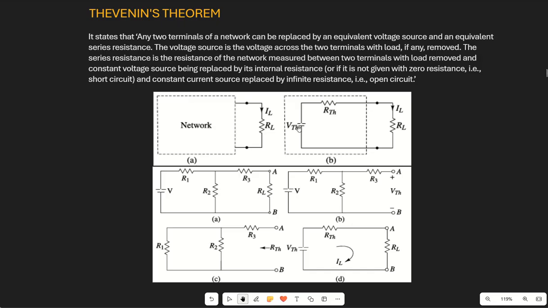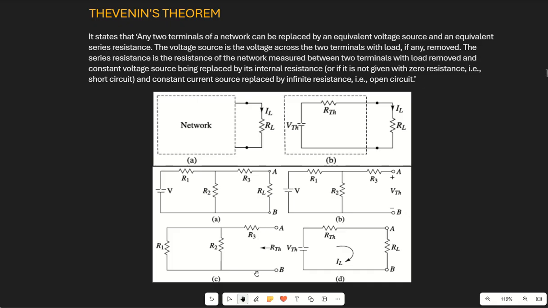So as per the theorem, any two terminals of a network can be replaced by an equivalent voltage source and an equivalent series resistance. Now how do we calculate this voltage source and series resistance? This voltage source is calculated across the two terminals of the load when the load is removed, or we can also call it the open circuit voltage across the load terminal. And the resistance is the open circuit resistance from the load terminal when the remaining sources are replaced by their internal resistances.